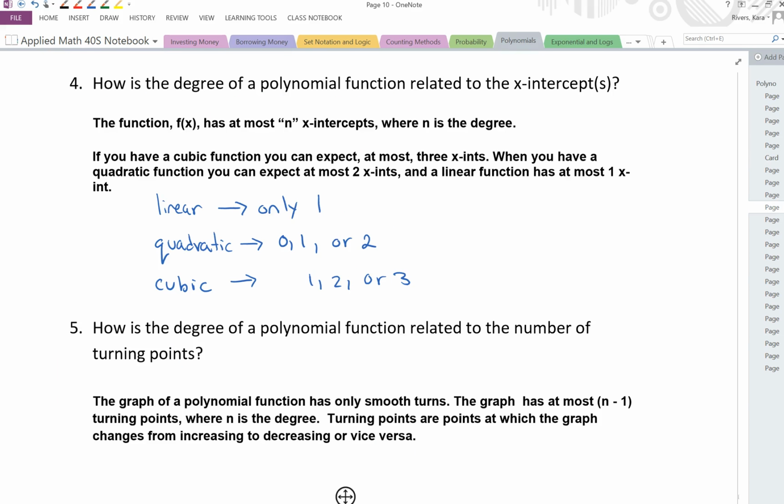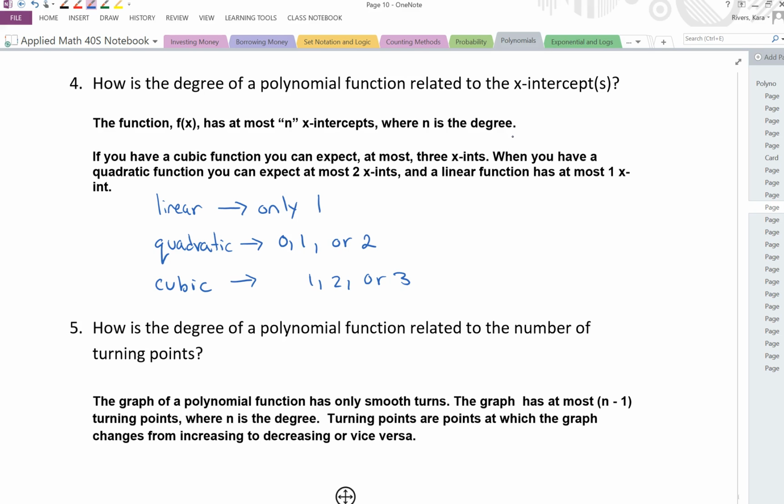So the degree tells us the maximum number of x-intercepts that that function can have. It says the function f of x has at most n x-intercepts when n is the degree. If you have a cubic function, you can expect at most 3 x-intercepts. When you have a quadratic function, you can expect at most 2 x-intercepts, and a linear function has at most 1 x-intercept.